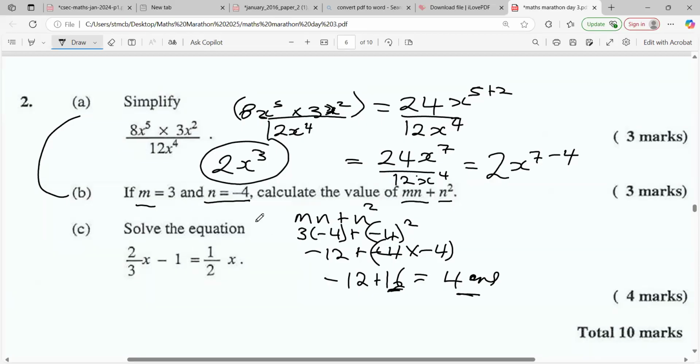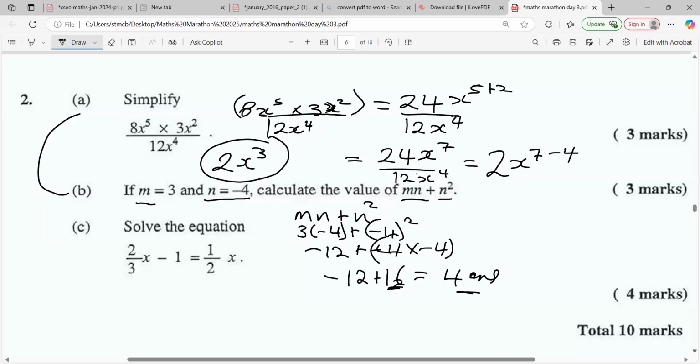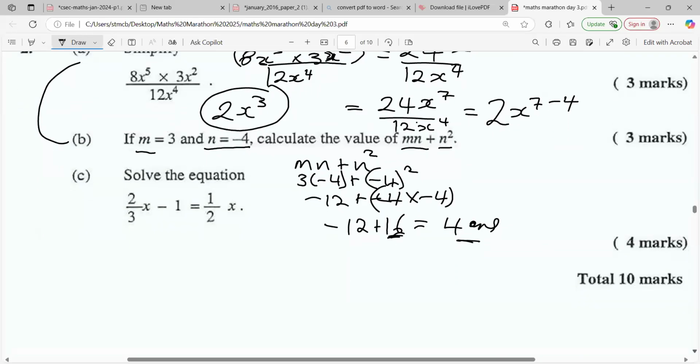All right, this one says solve the equation 2/3 x minus 1 equals half x. The half x is supposed to be together; I don't know why it looks like that, like an extra space here. So look at it now. You have 2/3 x minus 1 equals half x.